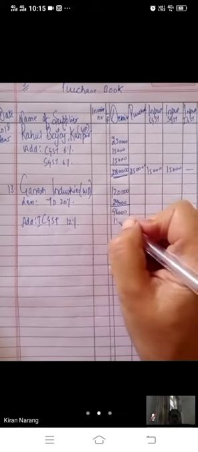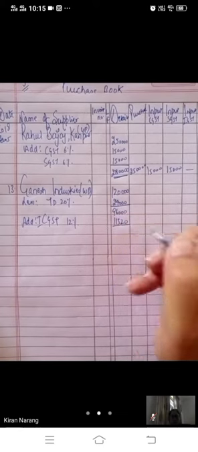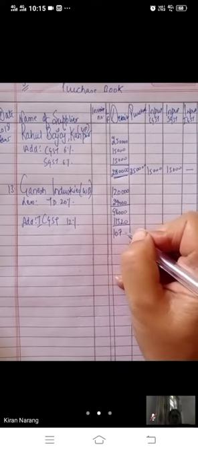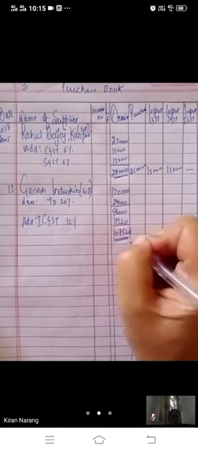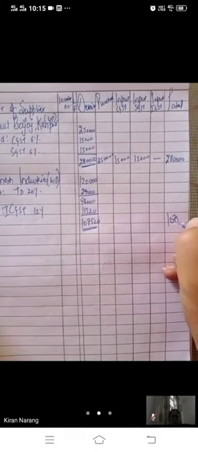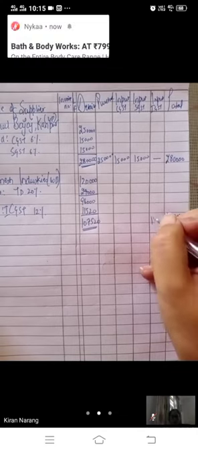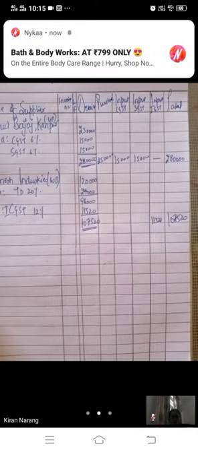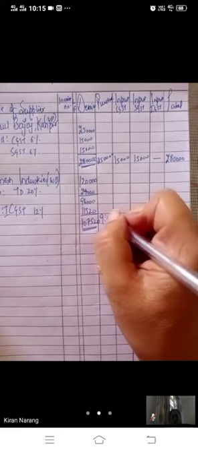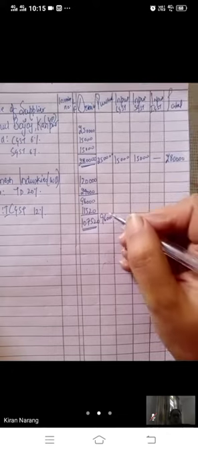It will be 11,520. Now in total we have to pay 1,07,520. This much we have to pay. We have purchased on credit. This is the total, IGST, no CGST, SGST. This is the purchase price after the trade discount.